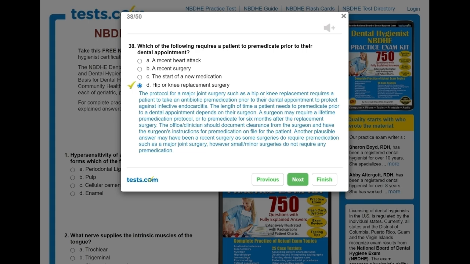The office clinician should document clearance from the surgeon and have the surgeon's instructions for pre-medication on file for the patient. Another plausible answer may have been a recent surgery, as some surgeries do require pre-medication, such as a major joint surgery. However, small, minor surgeries do not require any pre-medication.